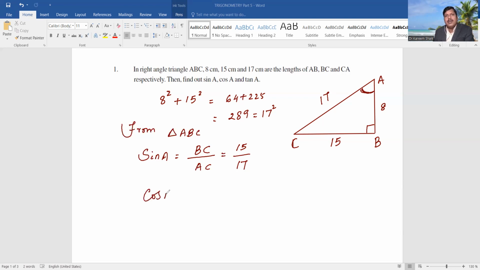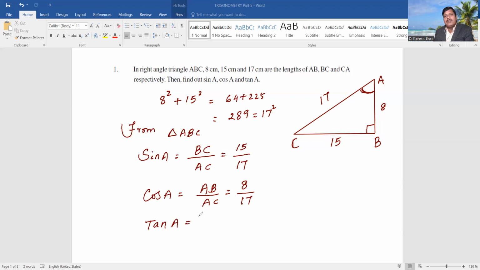Similarly, cos A. Cos A is nothing but the side adjacent to the given angle upon the hypotenuse. With respect to A, the adjacent side is AB and the hypotenuse is AC. Now, the AB value is 8 and the AC value is 17. And we want to find tan A also.